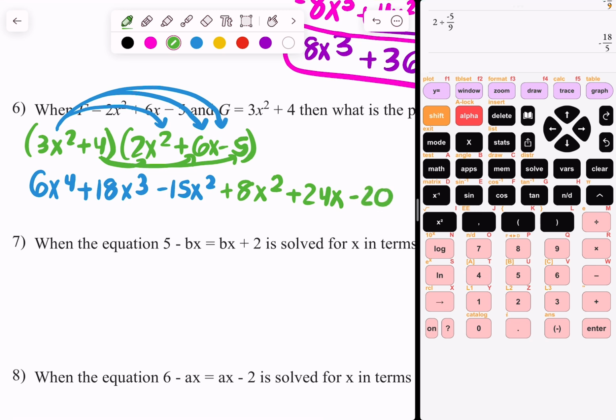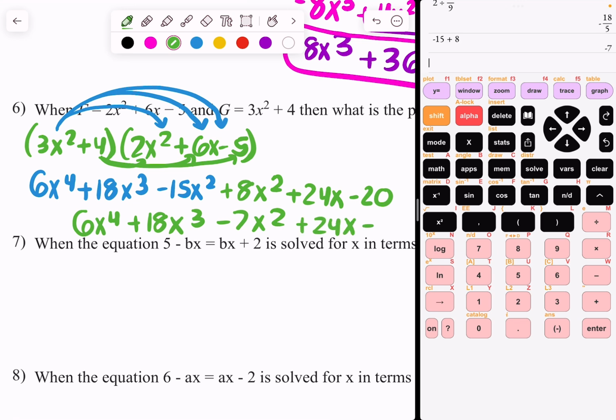And now let's combine like terms. We have the 6x to the fourth. 18x to the third. There's no other x to the third, so it would just be plus 18x to the third. -15 plus 8 would be, let me just double check that in my calculator, -7x squared plus 24x minus 20.